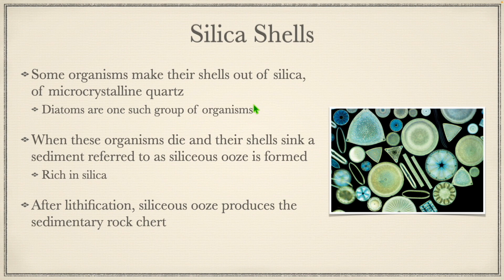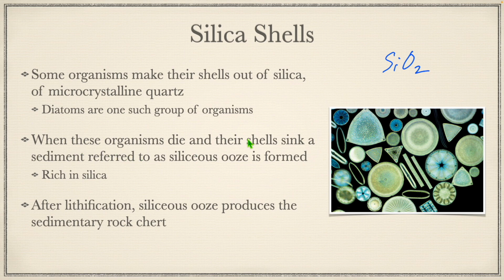And then silica shells. Some organisms make their shells out of silica instead of calcium carbonate. And again, silica is SiO2. So basically they have glass shells or quartz shells. This is microcrystalline quartz. Diatoms are one group of organisms that do this, and these are diatoms over here in the picture.